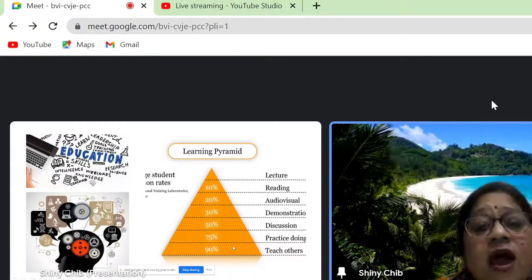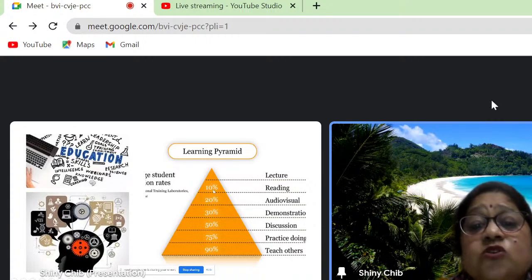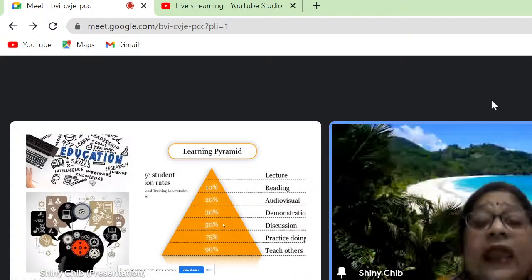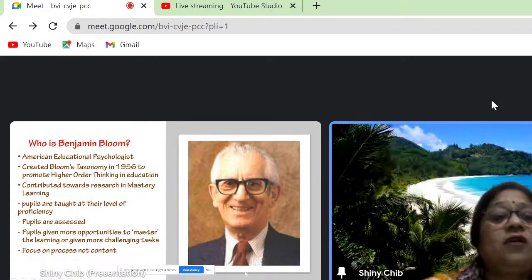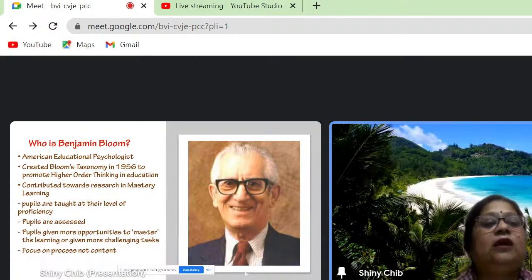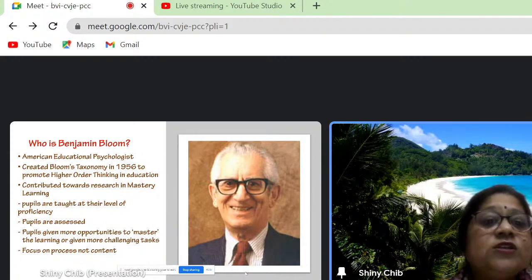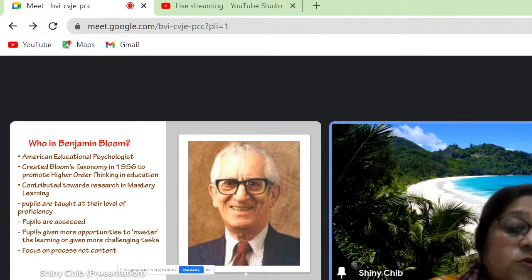Here I have tried to show the percentage of retention, how much they are able to retain from the class. Now we are coming to the topic which is basically called Bloom's taxonomy.